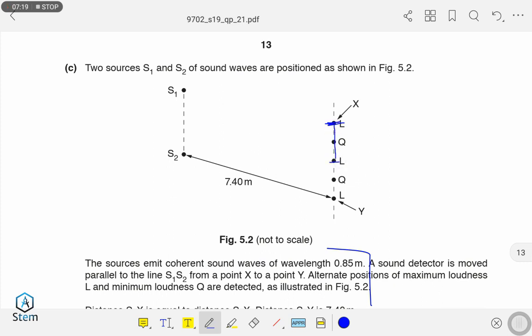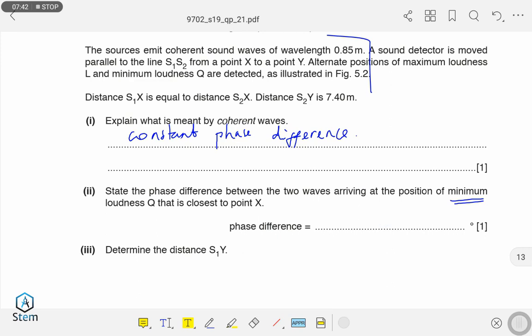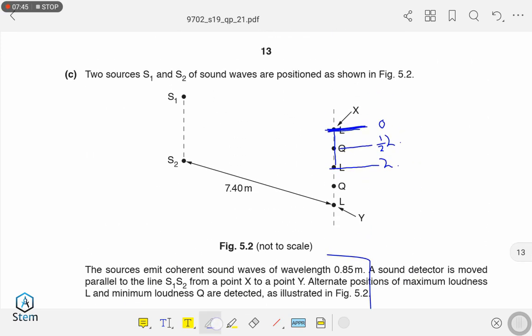All right. So here the path difference between S1 and S2 would be 0. Here the path difference would be half of a wavelength. Here the path difference would be a wavelength. So when we convert our path difference to phase difference, we can say lambda divided by lambda times 360.